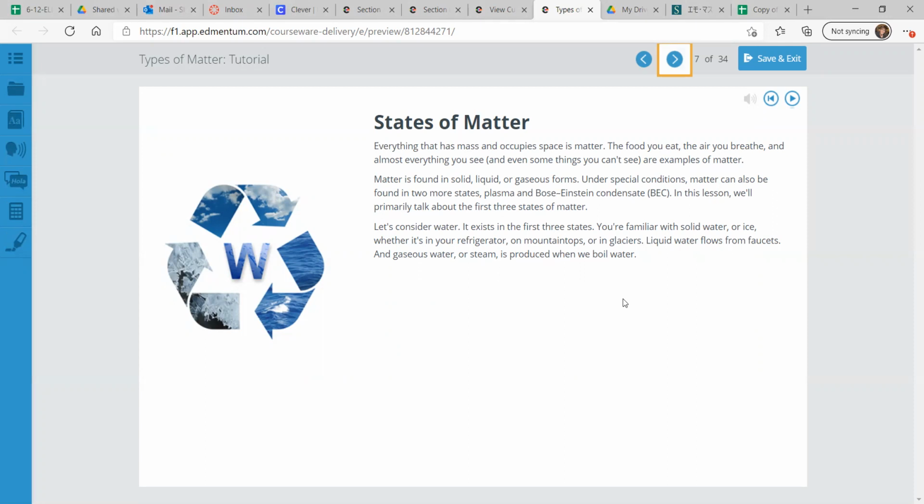Bose-Einstein condensate, or BEC, is when you super cool something. So you remove a lot of heat. In this lesson, we're going to mostly talk about solid, liquid, and gas. You're familiar with solid water, which is ice, whether it's in your fridge, on top of a mountain, or in glaciers. Liquid water flows from faucets, and gaseous water, or steam, is produced when you boil it.